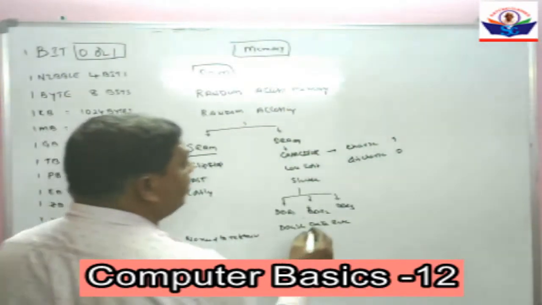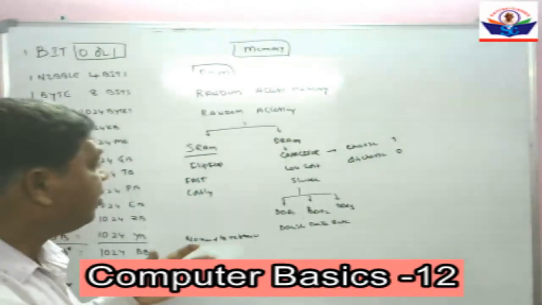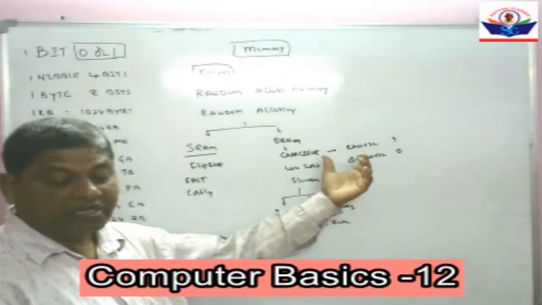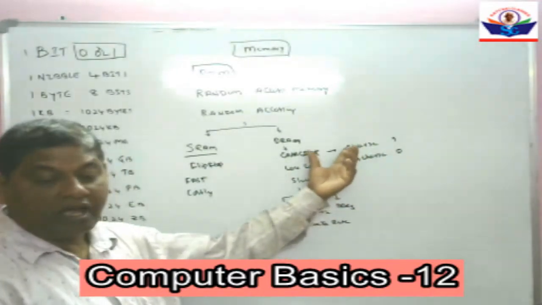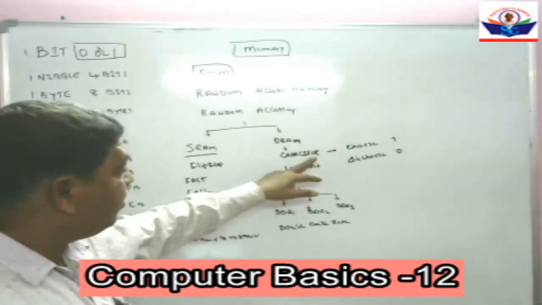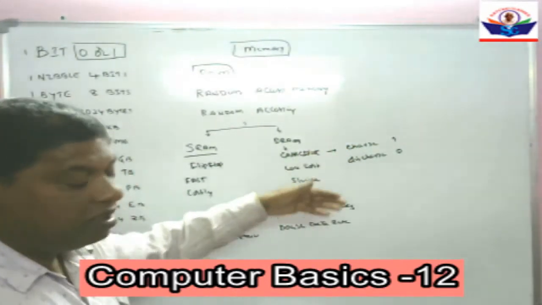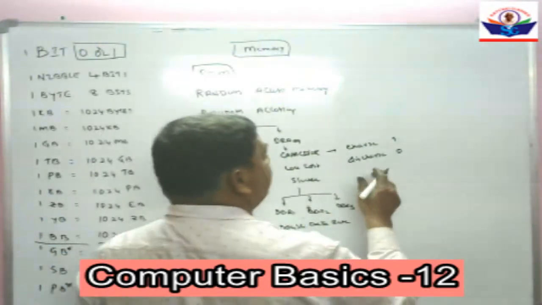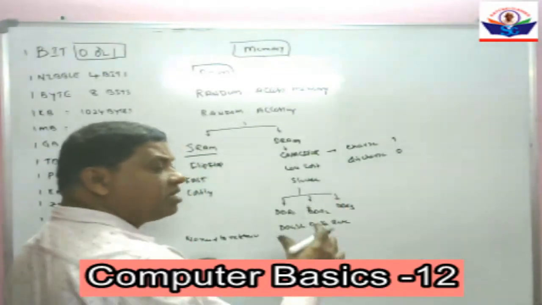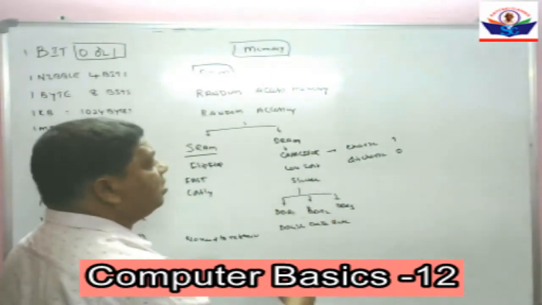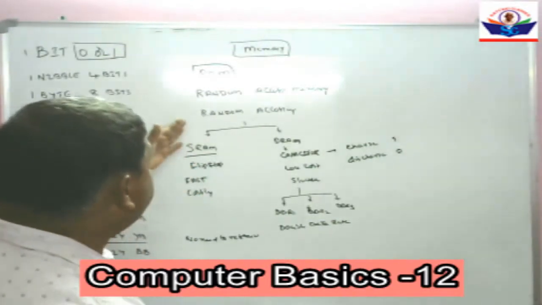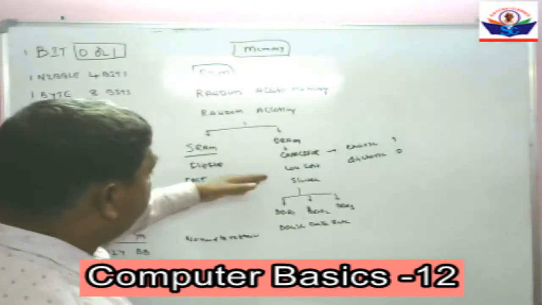In DRAM, you have to refresh many times because it is made up of capacitors. The capacitor does not hold the charge; it discharges, so we have to recharge it again. To recharge, we have to refresh the RAM. So this is the difference between SRAM and DRAM.